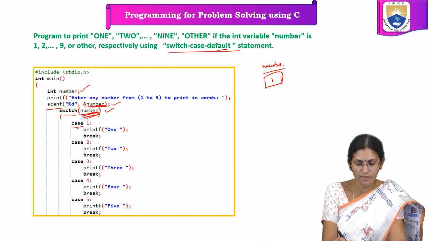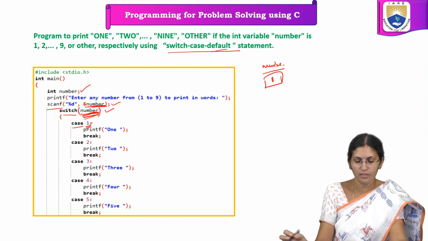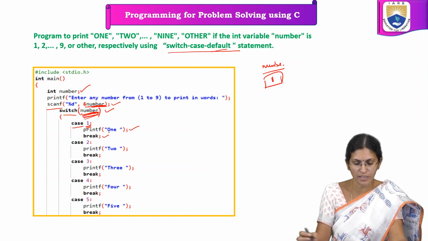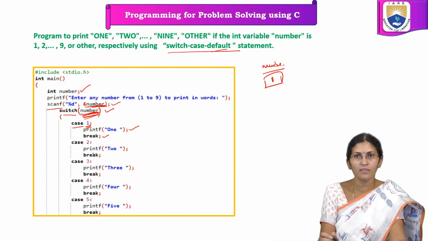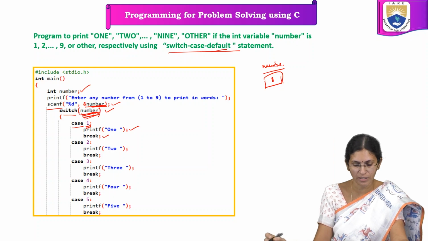Then after that, case followed by a label. If this number matches this label, so if the number entered by the user is 1, it will match this label and it will print 1. After that, it has to exit from the switch. Therefore, we need to use the break statement also. Break is also a keyword, which will break this switch statement, and the program will be terminated.